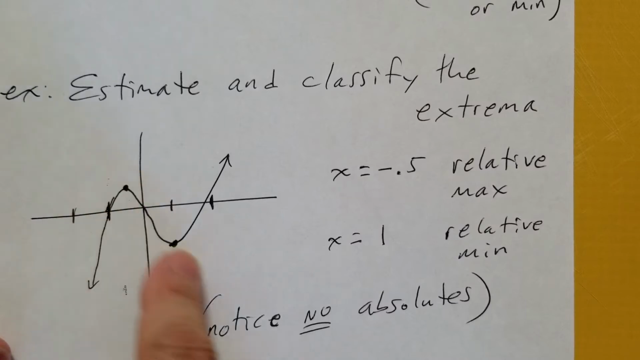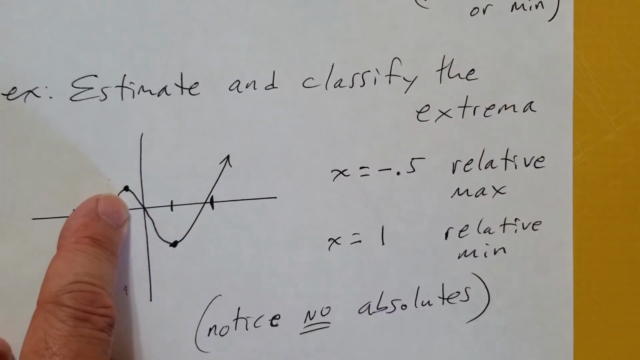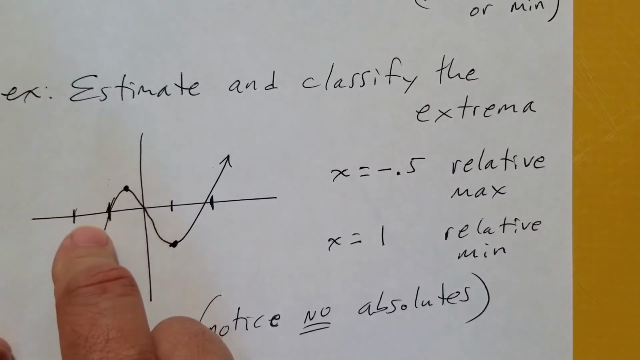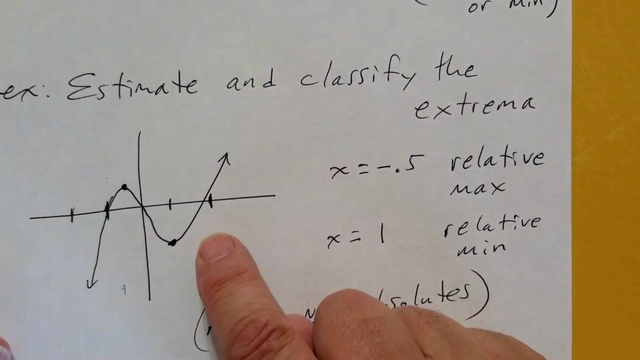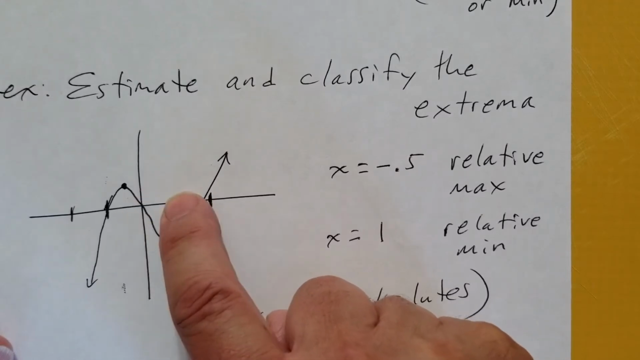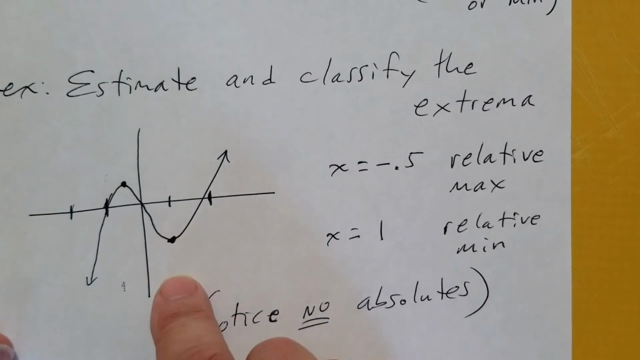So by looking at this, I think it's between 0 and -1, so that's -0.5. That would be a maximum, right? Here, it looks like at 1. It's happening at 1, and it's turning this way, so that's a minimum.